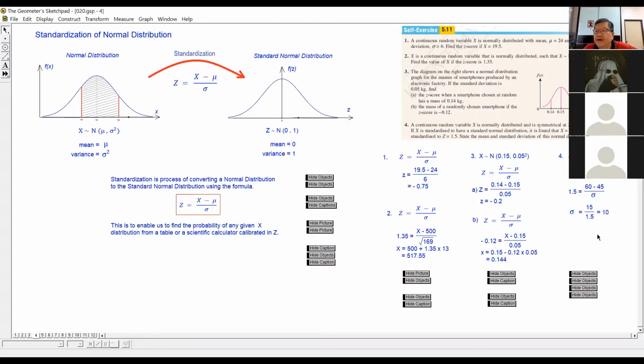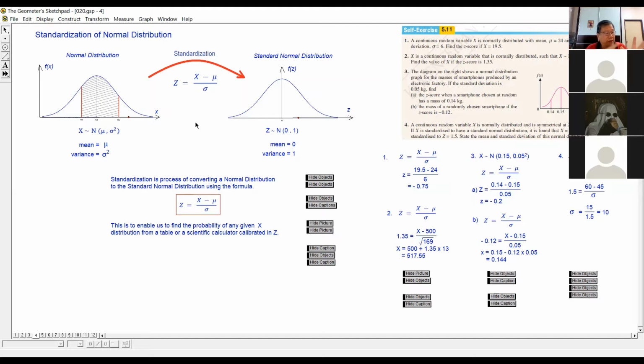Okay, so you solve this equation and you get the value of sigma. Now what you need to know, before we use the calculator and the table, is symmetry, area under the graph and how to find the area under the graph, and then number three, how to convert from X to Z.